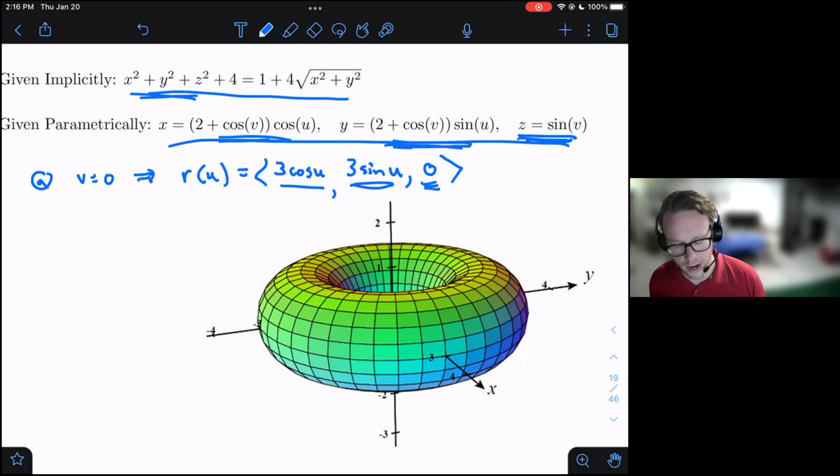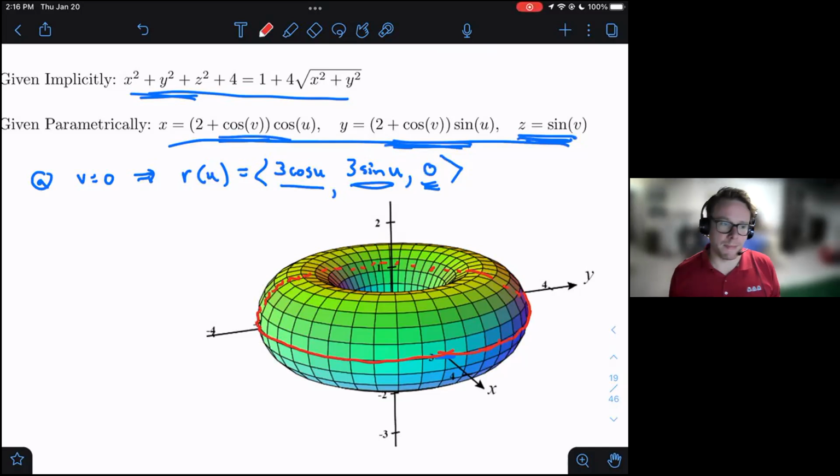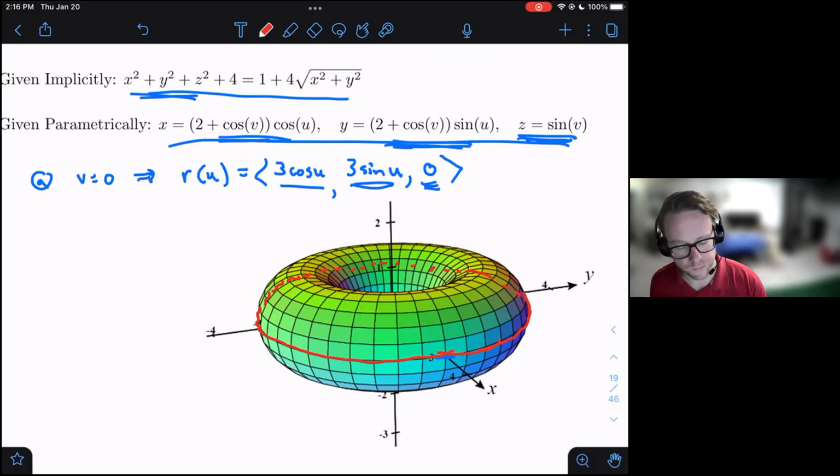And so if I was to go ahead and sketch that, we can actually see our radius 3 right here. Let me use maybe a different color just to contrast here. We're going to get this outer circle right here, radius 3 in the xy plane. So my height is 0. That right there is what happens if you plug in v equals 0. So we can see this circle here.